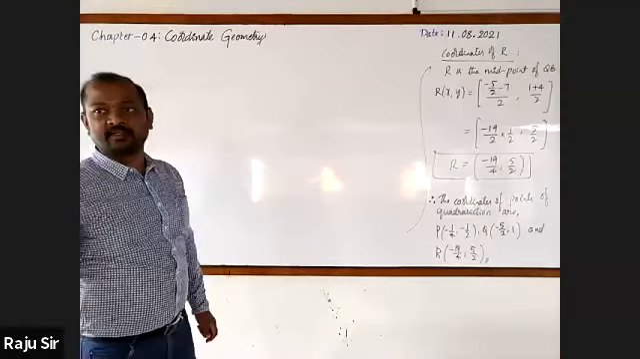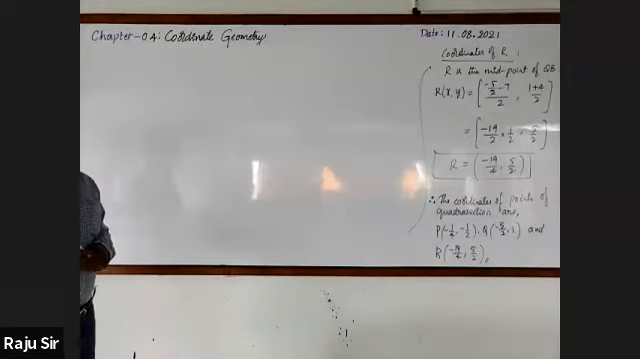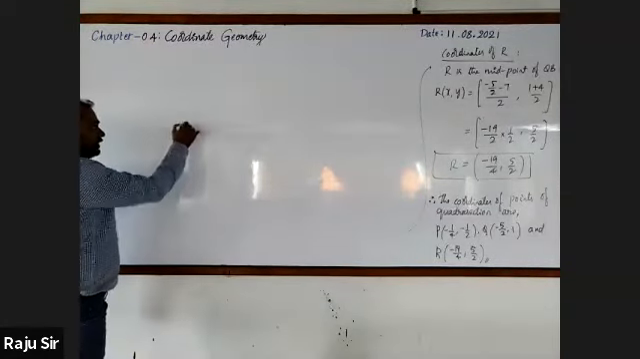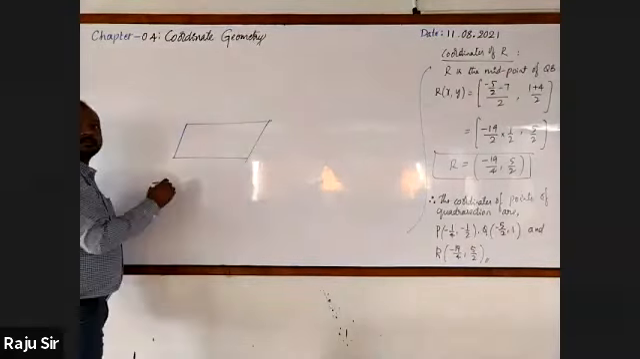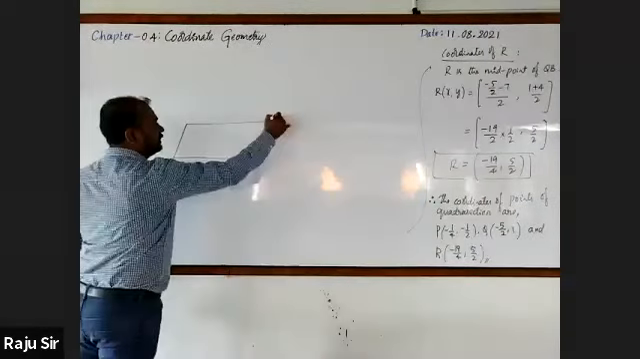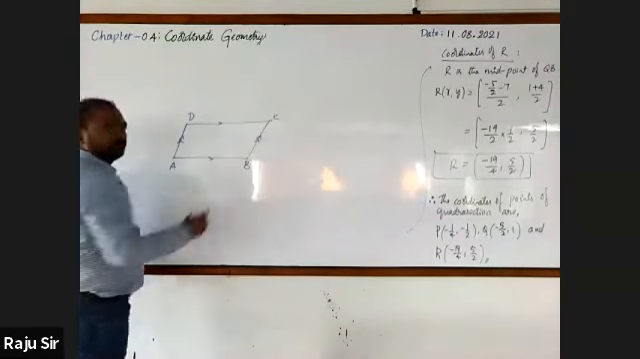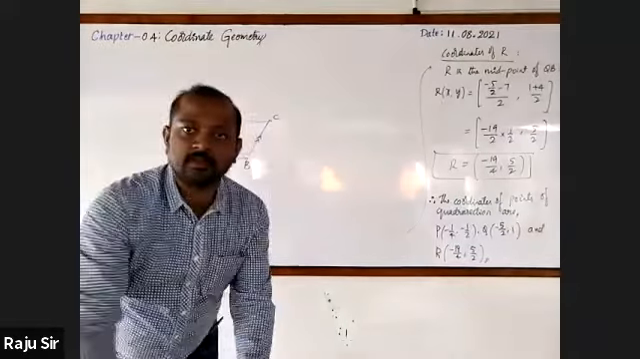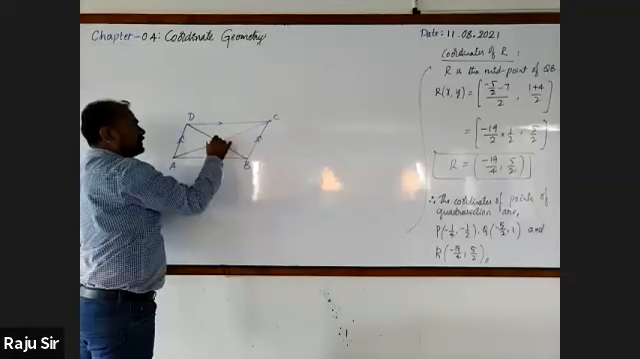Parallelogram. When we say rectangle, each angle should be 90 degrees. Look here. This is a parallelogram. Let us name this parallelogram as ABCD. Opposite sides are parallel. How many diagonals can be drawn? Two diagonals. What are those? AC and DB. Both will intersect at a point.